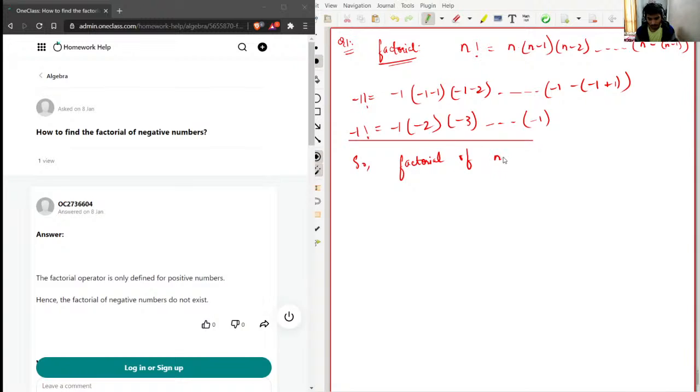So factorial of negative numbers does not exist.